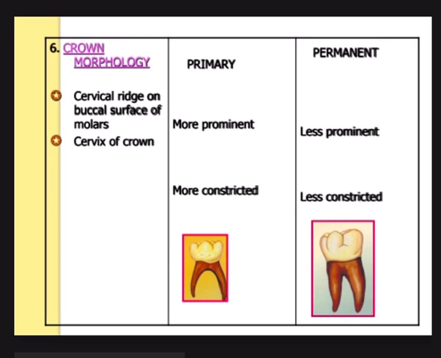Now coming to again the crown morphology on your molars. You will get a cervical ridge on the buccal surface of molars, which is very prominent in your primary. You will get a very prominent cervical bulge. This is a characteristic feature of your primary dentition, especially your primary molars, and this cervical bulge will help in the retention of your stainless steel crown more often than not. Whereas in your permanent tooth, you won't get this prominent cervical bulge. It is less prominent, and you will find the cervix of the crown is more constricted in the primary, at the CEJ and all, whereas there is lesser constriction in your permanent.